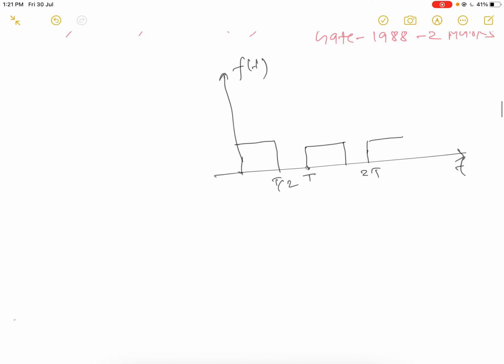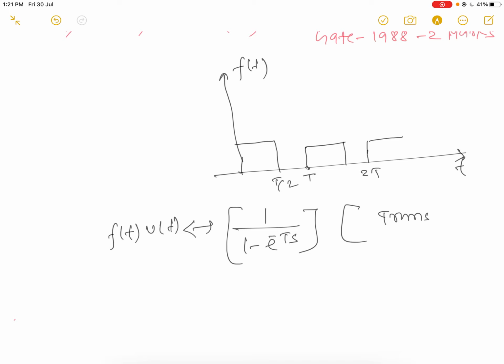What will happen, we have to first find out the transform of the first period and multiply with A(s). Like that, the Laplace transform of f(t)u(t) will be nothing but 1 upon 1 minus e to the power minus Ts, into the transform of the first period of f(t).